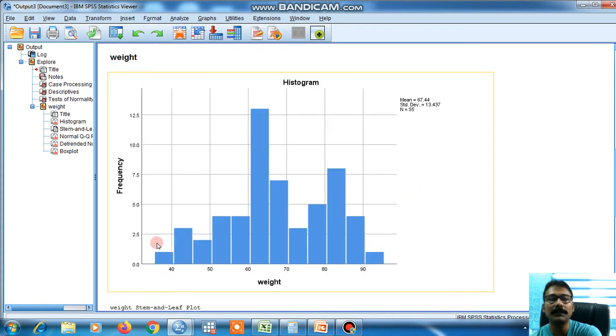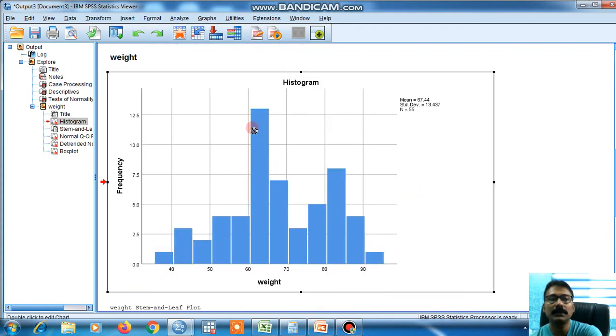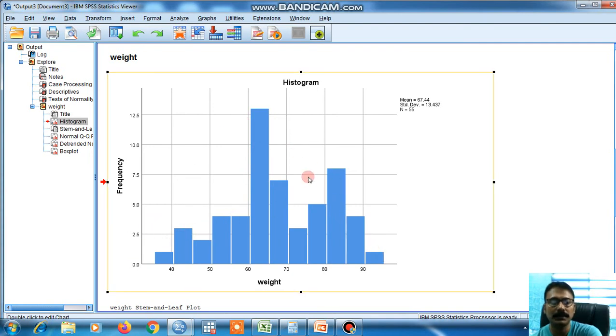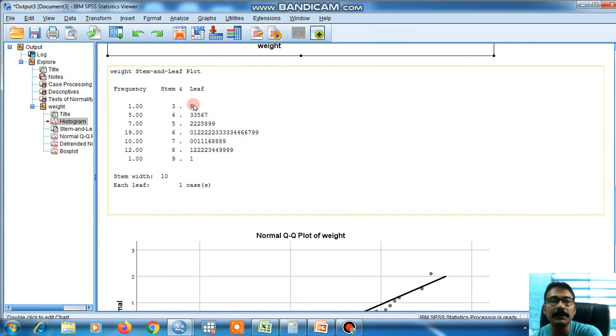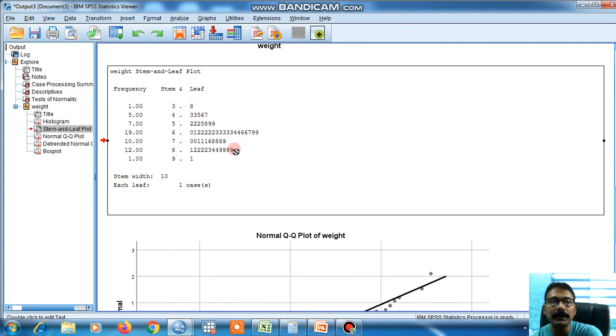Similarly, this is the histogram. If we draw a curve here in this way, it looks like an approximately normal distribution, or bell-shaped curve. By putting the midpoints, it is approximately a normal distribution. Similarly, this is the stem-and-leaf plot. If we take one imaginary line in this way, it looks like a normal distribution, or bell-shaped curve.